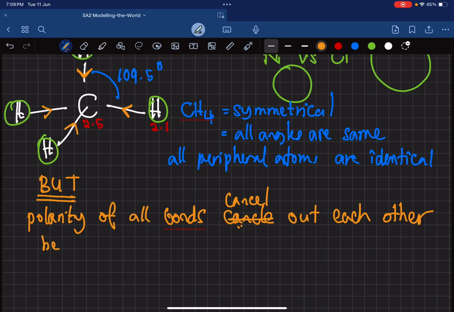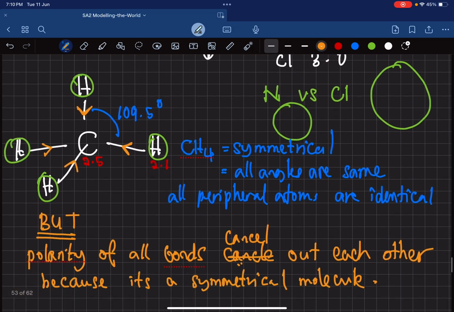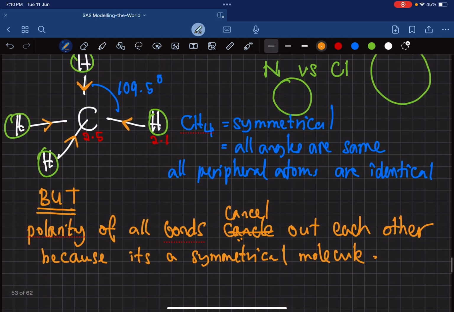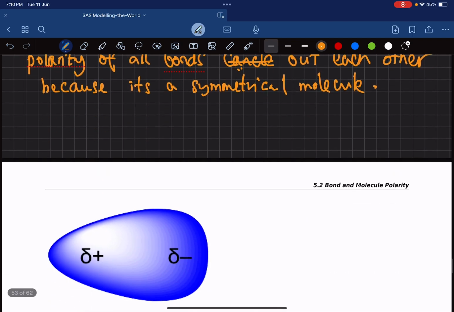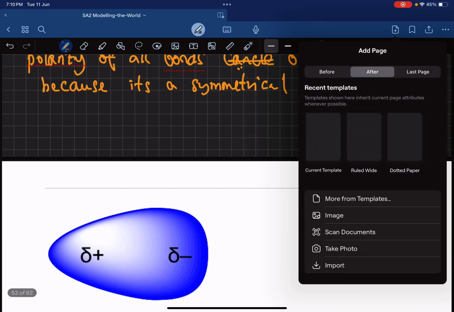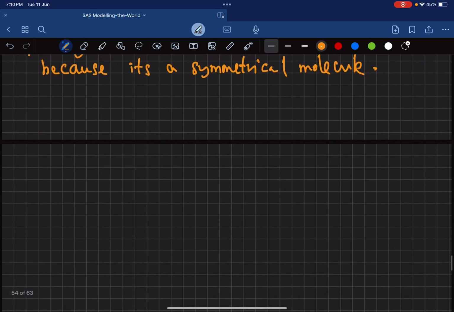because it's a symmetrical molecule. So why is it a symmetrical molecule? Because all angles are the same and all peripheral atoms are the same. Let's look at another example. Let me just add another one to the current template.